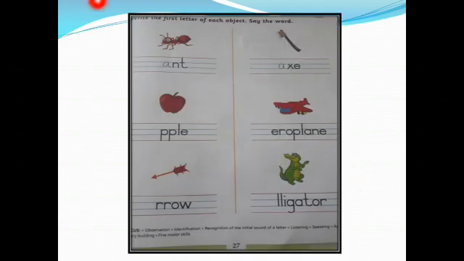Now, moving on to the next page, that is page number 27 from Literacy Skills Workbook. You have to write the first letter of each object and say the word. Now, what is this? Very good. This is an ant. Yes or no? Now, tell me, ant starts from which letter? Very good. Which letter makes the sound A? Very good. A. So, you will write small a within line 2 and line 3.